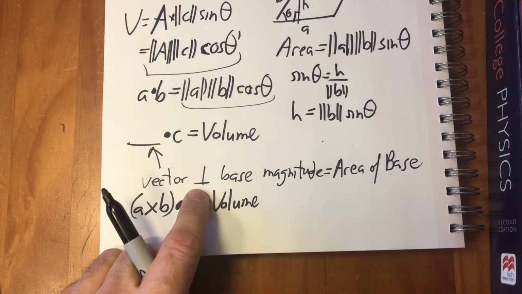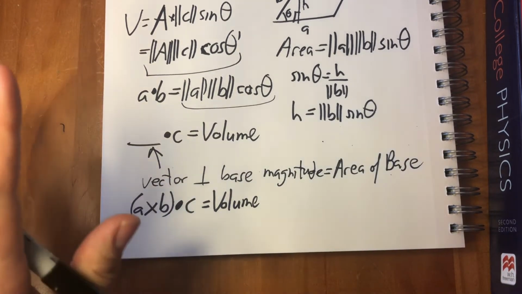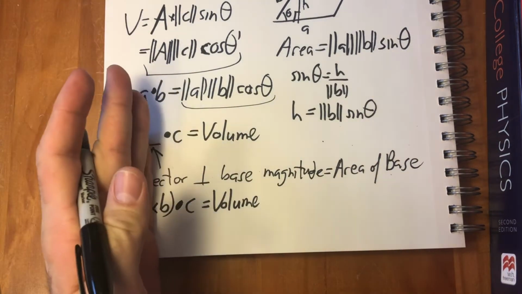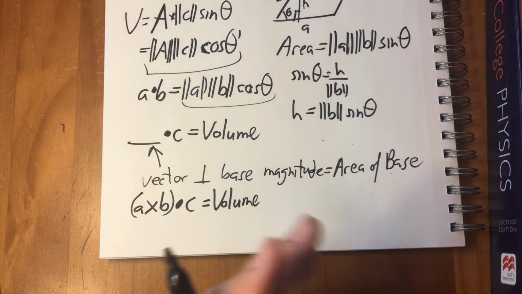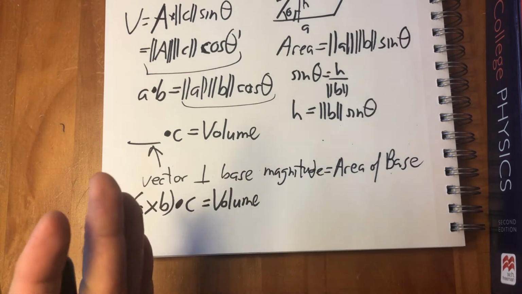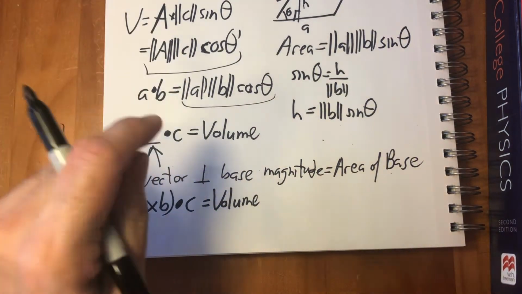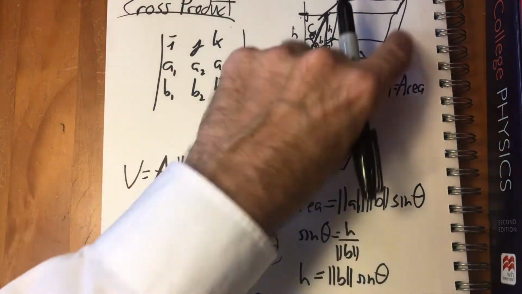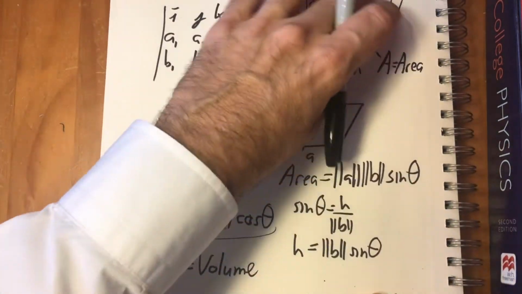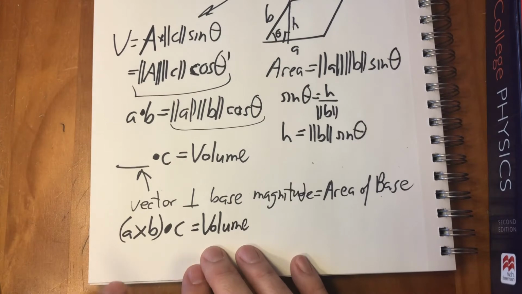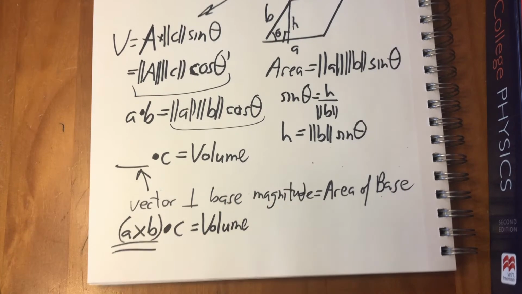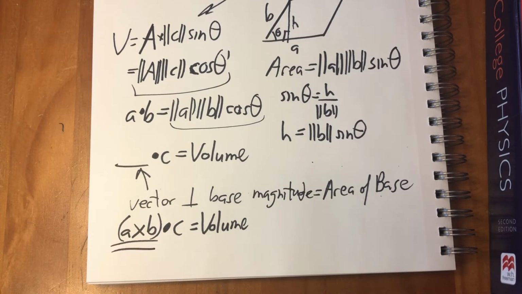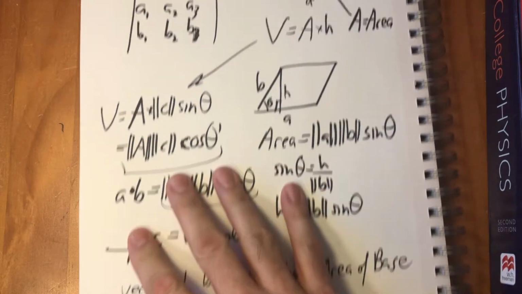It represents a vector, or they say it's a pseudo-vector, perpendicular to the base, which has a magnitude that's the area of the base. So if you take that vector and you dot it with the C up here, you're going to end up with the volume of this parallelepiped. So now the question is still, what is this? We've named it, but now we have to look at how we get that value.